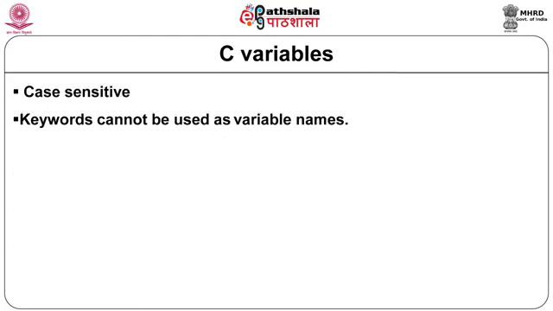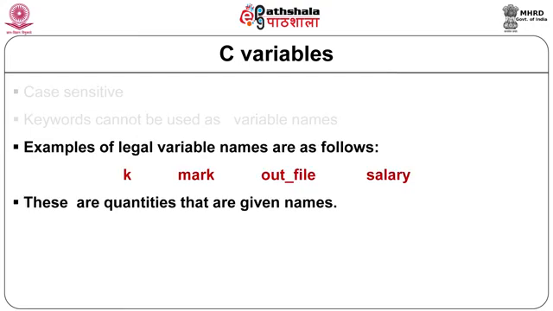Variables are case sensitive. Any C keyword like main, while, switch, etc. cannot be used as a variable name because the meaning of the keyword is already explained to the compiler. If we do so, we are trying to change the meaning of the actual keyword. Therefore, keywords cannot be used for variables or variables for keywords. The examples of legal variable names are K, mark, out, file, salary, etc. These are the quantities that are given a name.